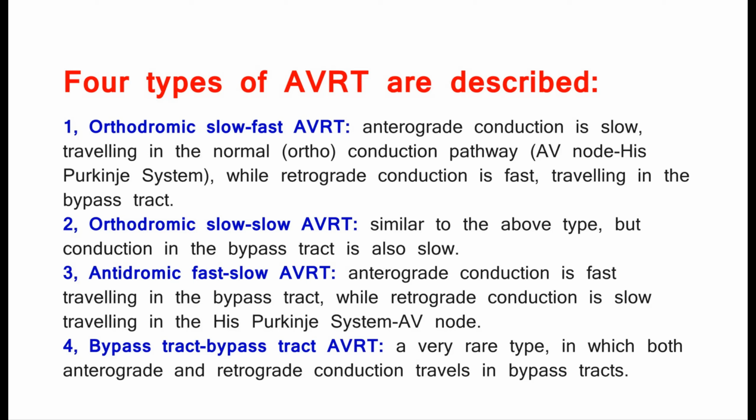2. Orthodromic slow AVRT, similar to the above type, but conduction in the bypass tract is also slow. 3. Antidromic fast-slow AVRT: anterograde conduction is fast, traveling in the bypass tract, while retrograde conduction is slow, traveling in the His-Purkinje system, AV node. 4. Bypass tract AVRT, a very rare type, in which both anterograde and retrograde conduction travel in bypass tracts.